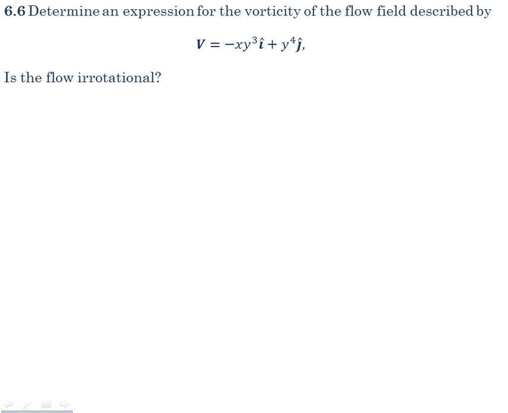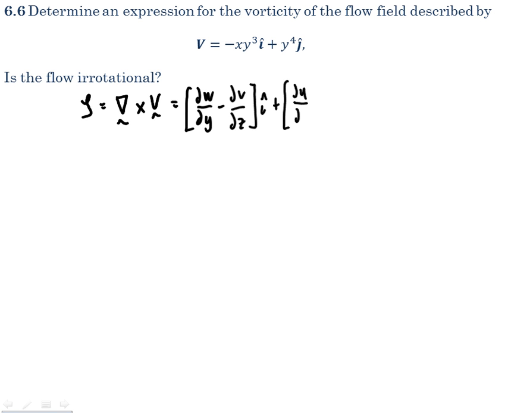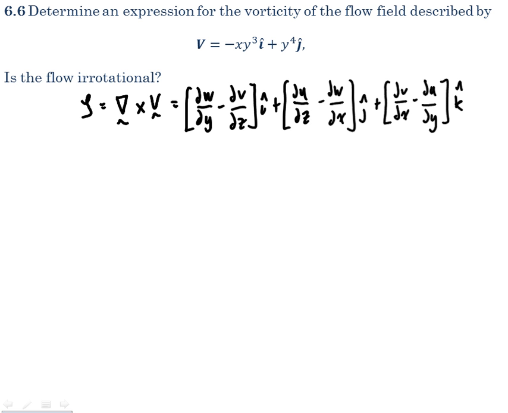Okay. So the vorticity, we gave the symbol little zeta, was equal to del cross V. Okay? And that is equal to partial of W with respect to y minus partial V with respect to z in the i direction plus partial U with respect to z minus partial W with respect to x in the j direction plus partial V with respect to x minus partial U with respect to y in the k direction. Okay?